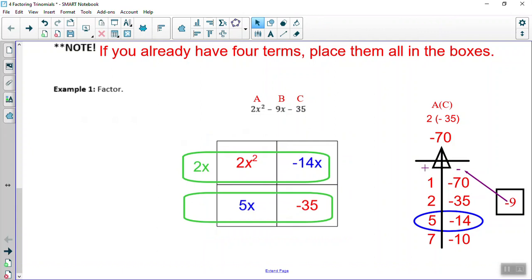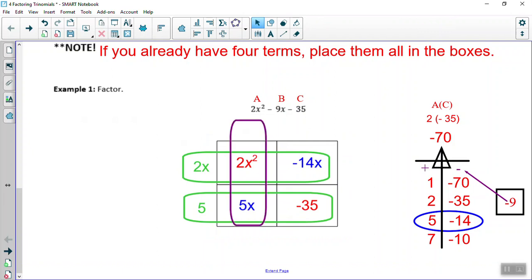This one doesn't. So x cannot be part of my greatest common factor. So I just look at the numbers, the 5 and the negative 35. So the greatest common factor is 5. All right. Now let's go this way with our columns.